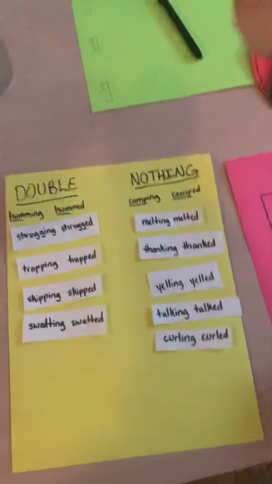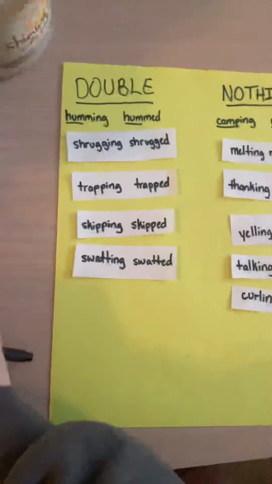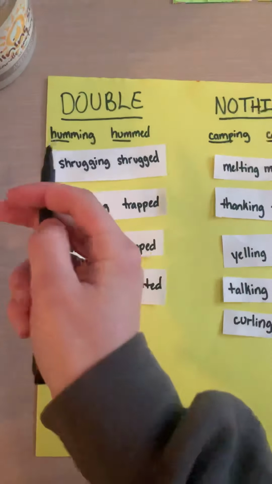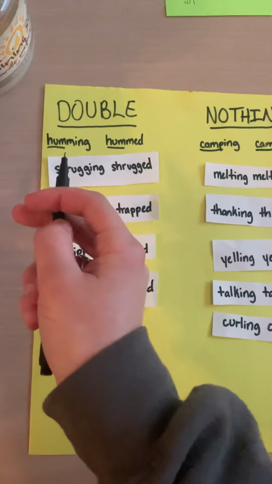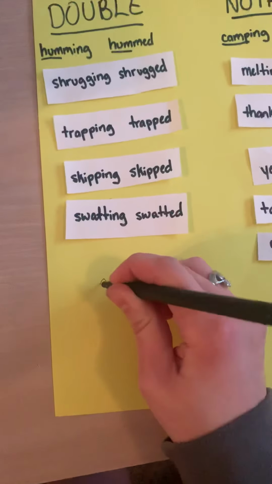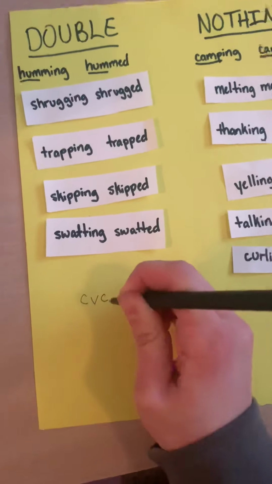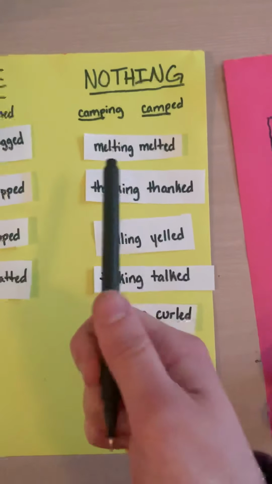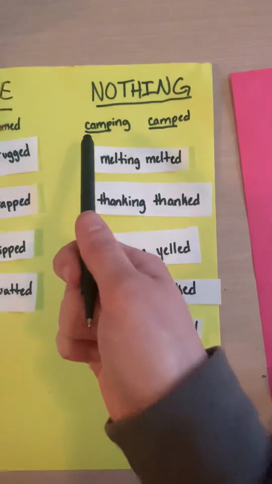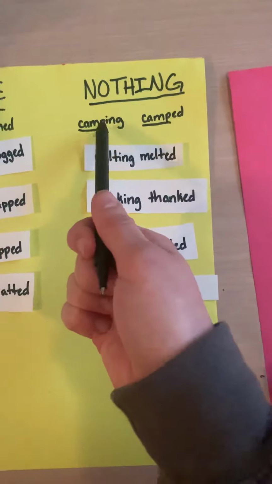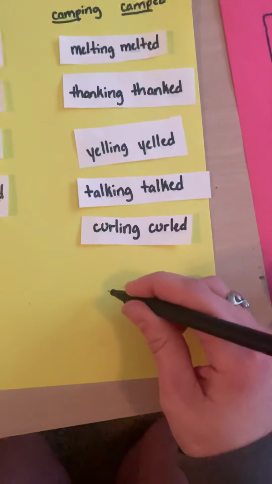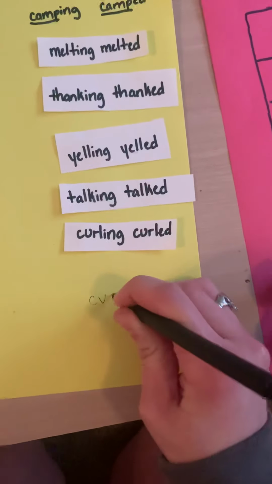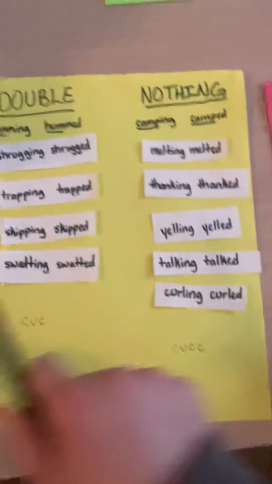After doing that sort with students, we would want to point out that when we are looking at the base words there, all of the base words in the doubling have the consonant, vowel, consonant to it. So we're going to write CVC there. And all the ones that are not doubled have the consonant, vowel, consonant, consonant spelling. So we're going to do consonant, vowel, consonant, consonant there.